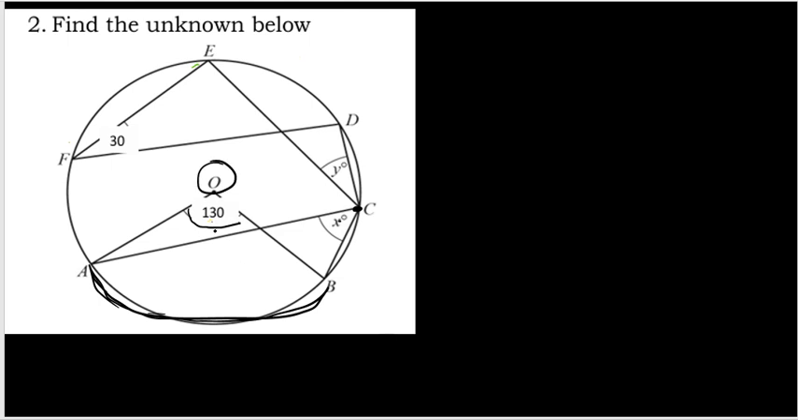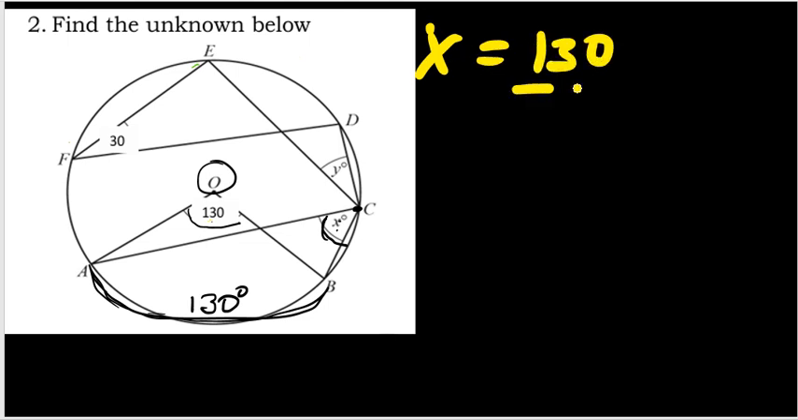The central angle is 130, so it will be equal. The central angle and the arc which it subtends are equal. So this is 130 degrees. So x will be half of it because it's inscribed. X is not a central angle, it's an inscribed angle. So angle x is equal to 130 over 2, that's going to be 65 degrees.